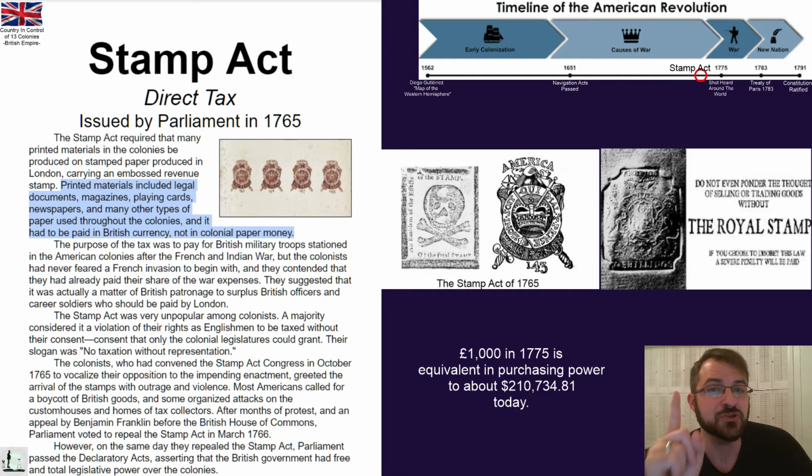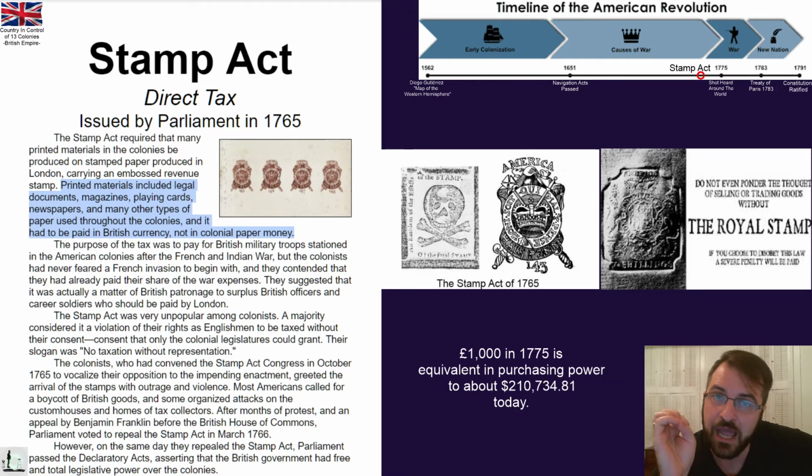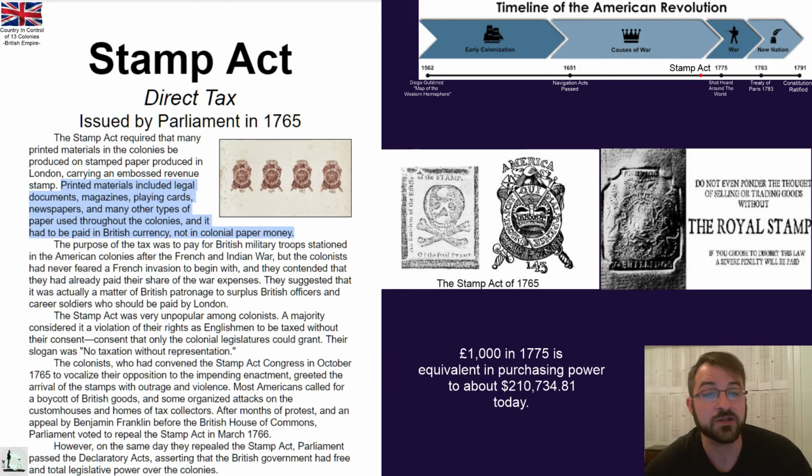You must use paper made in England. You must pay for it using British pounds sterling, money actually made in Britain. You can't use any of the money that you used to make in the colonies. That stuff's not good anymore. You must pay for it using British money. And the stuff we're going to force you to basically buy is stuff you have to have.